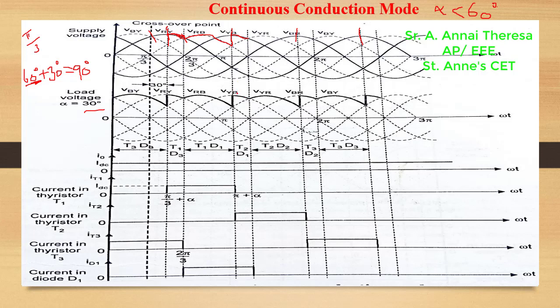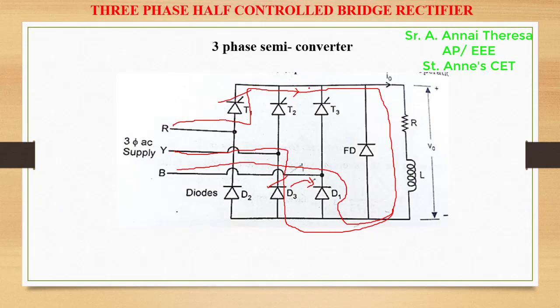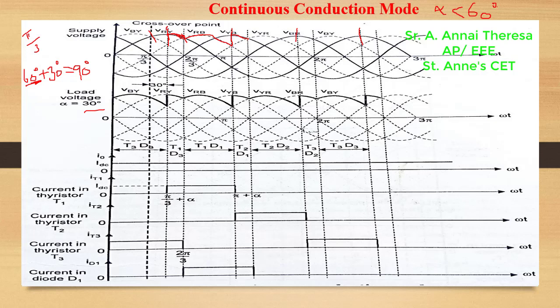Then the maximum voltage is VYR. Y is connected to T2, which is already conducting, and R is connected with D2. So T2 and D2 are conducting. For this duration, T2 and D2 are conducting.